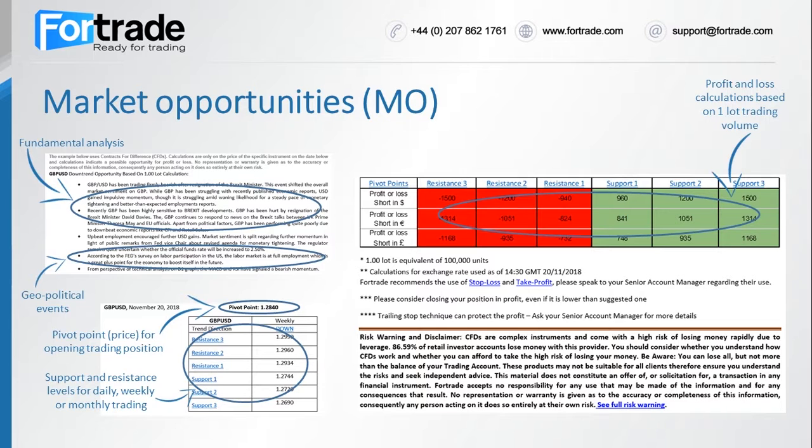In green. If the price is going against you, then you can potentially have a loss of the amount shown at resistance 1, 2 and 3, and that's in red. The pivot point is the starting price based on which resistance and support levels are calculated. These support and resistance levels here are for daily, weekly or monthly terms. Finally, profit and loss calculations are based on a one-lot trading volume.